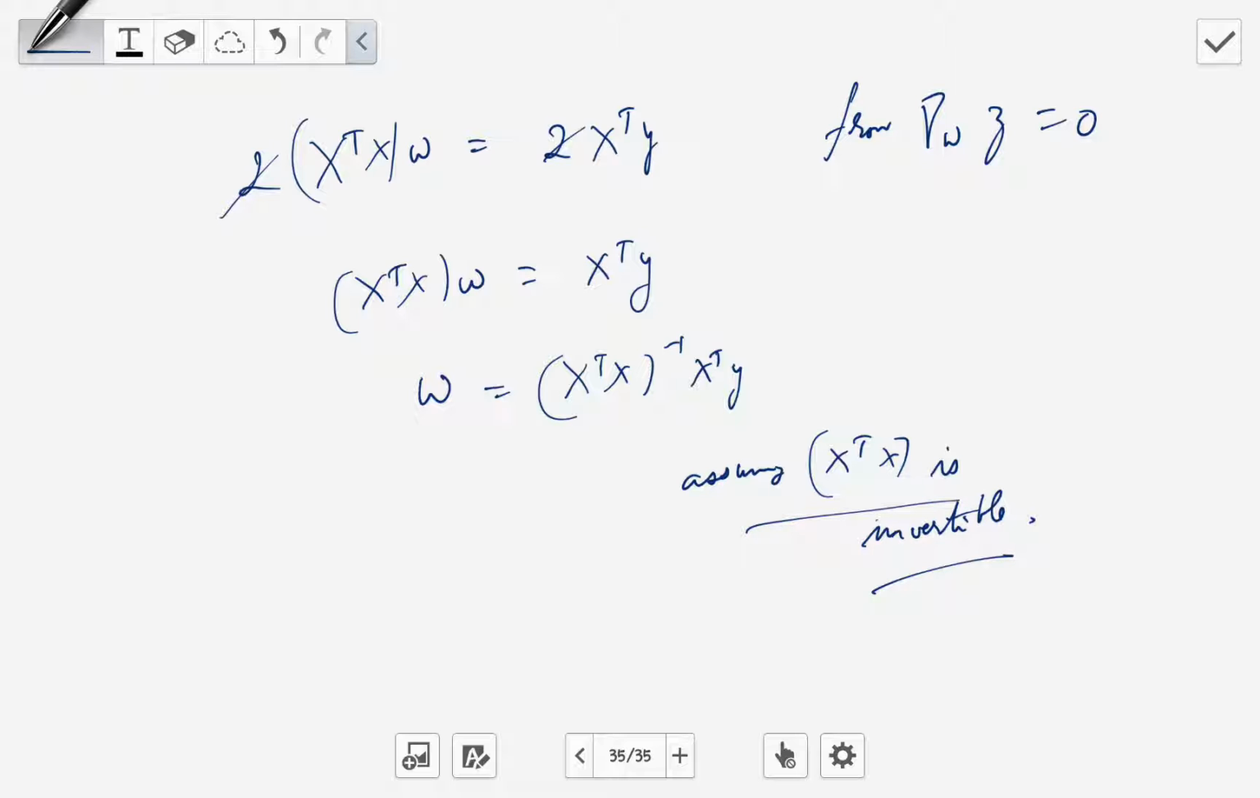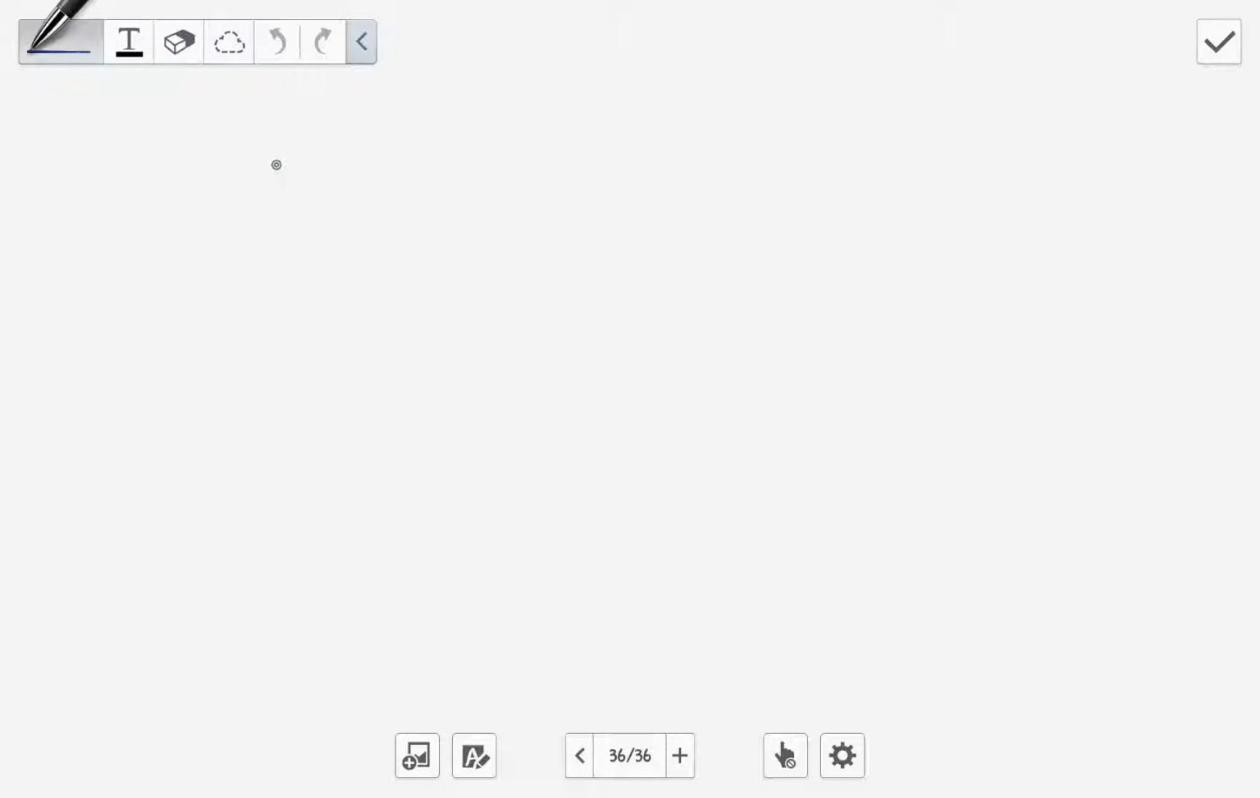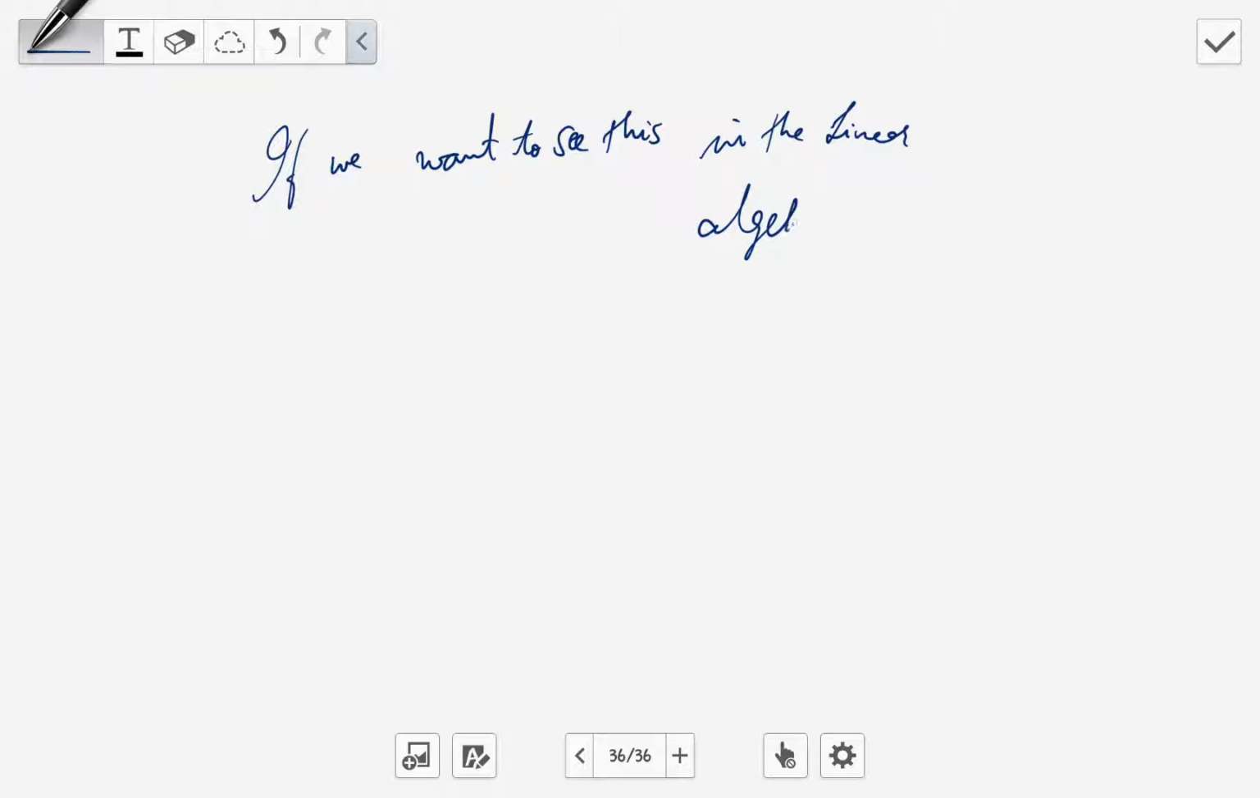The first time I just skipped everything and went to that. Okay, fine. But then if you want to see it in just a linear algebra way, how do we see it?